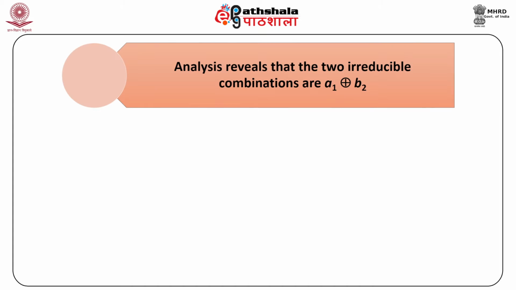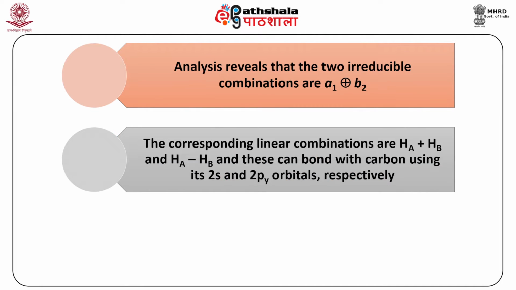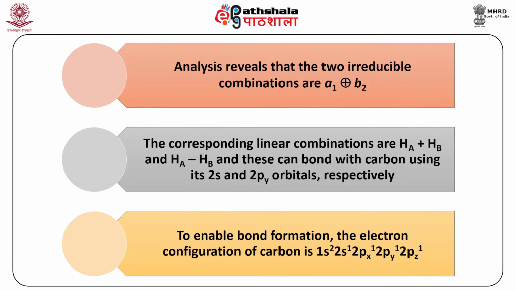Now when you analyze this, you find that the two irreducible combinations are A1 plus B2, and when you find out the corresponding linear combination using projection operators, you find Ha plus Hb is for A1 and for B2 it is Ha minus Hb, and these linear combinations can then bond with carbon using the 2s and 2py orbitals of carbon respectively. To enable bond formation, the electronic configuration of carbon is now changed to 1s2, 2s1, 2px1, 2py1, 2pz1.